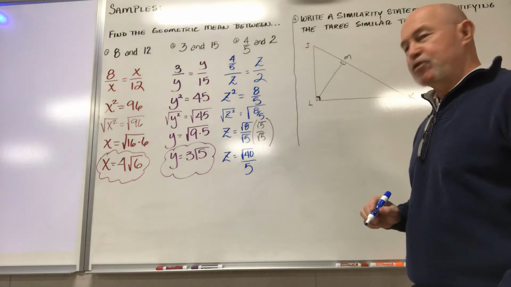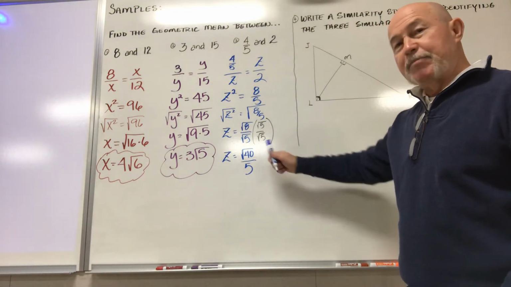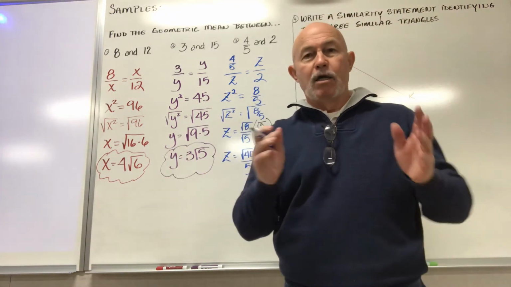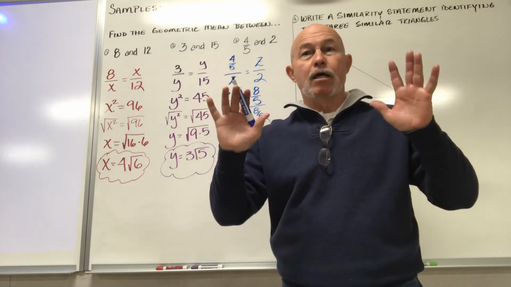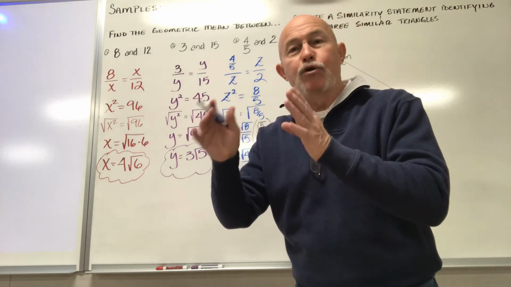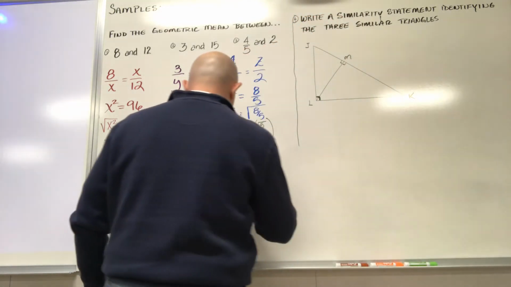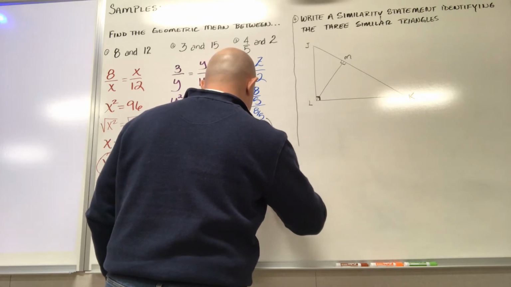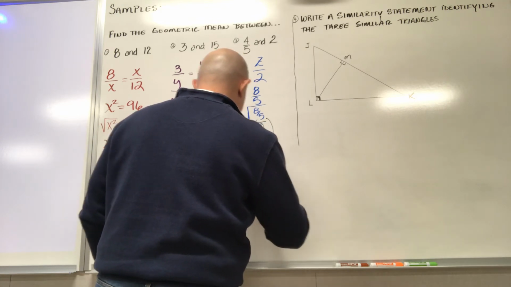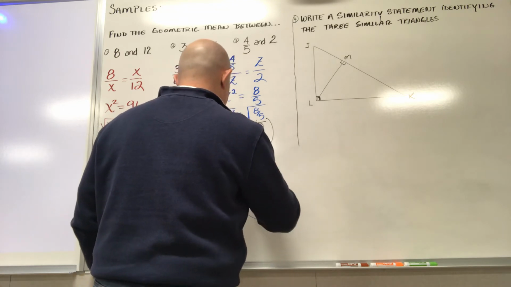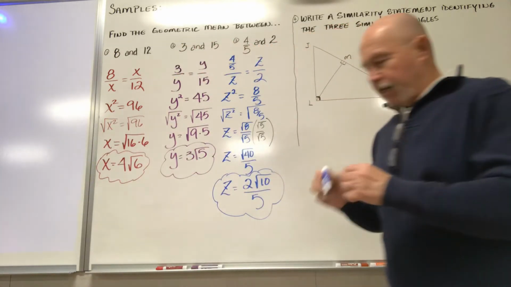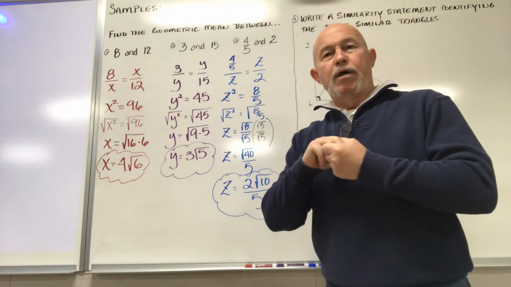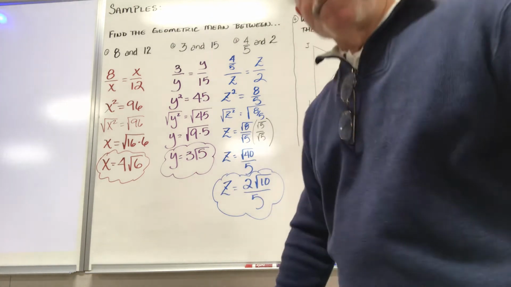Okay, so that's what we've got. Simplify this. I'm going to say 4 times 10. 4 is a square. 10, no perfect squares inside. That's how we're going to go. The square root of 4 is 2. And that's our final answer. That's how we deal with these things.